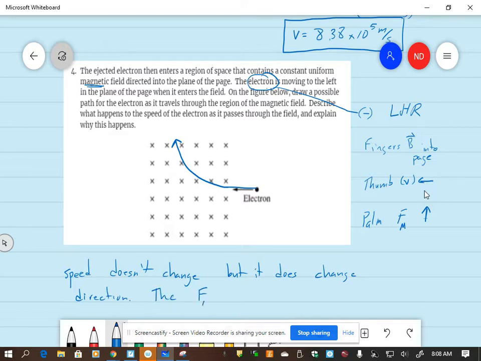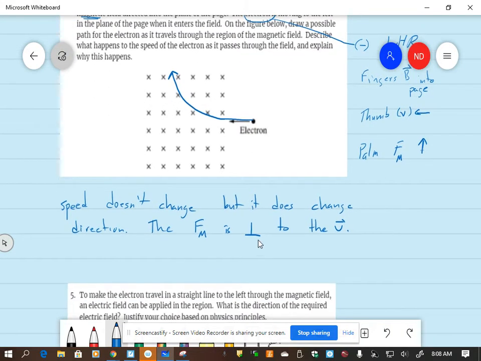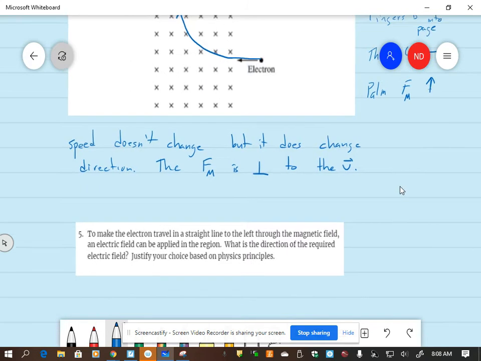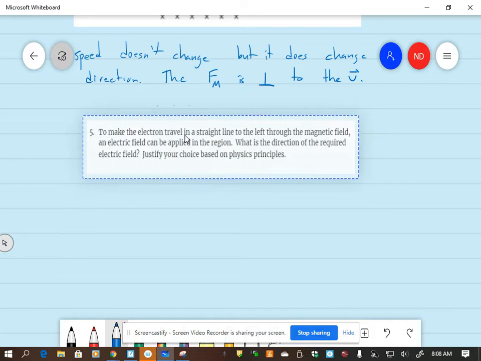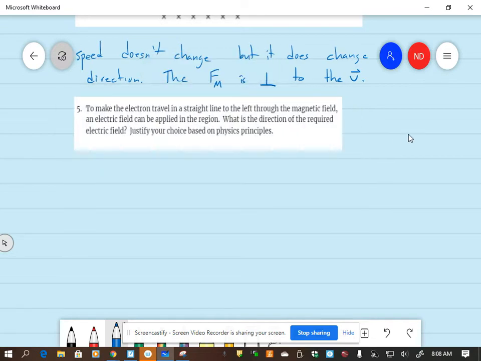The magnetic force is perpendicular to the velocity vector. So the force doesn't make it go faster, doesn't make it go slower. The force only changes its direction. So describe what happens to the speed. The speed doesn't change. Explain why this happens, because the force is perpendicular to the velocity. To make this electron go in a straight line, you could apply an electric field in that region. Which way would the electric field have to be?